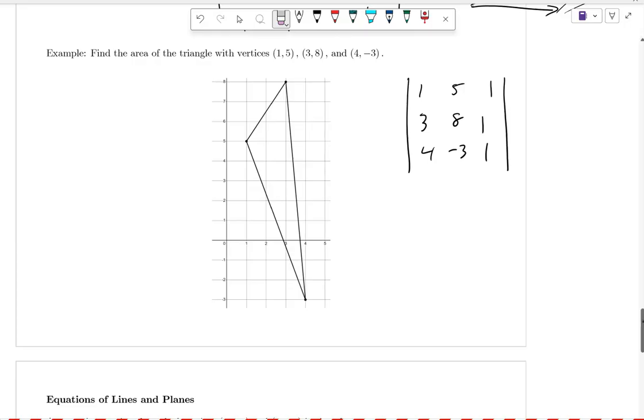Yes? Did you say that we'll have to take the absolute value? Well, at the end, if it turns out to be negative, you have to take the absolute value since you're doing an area.